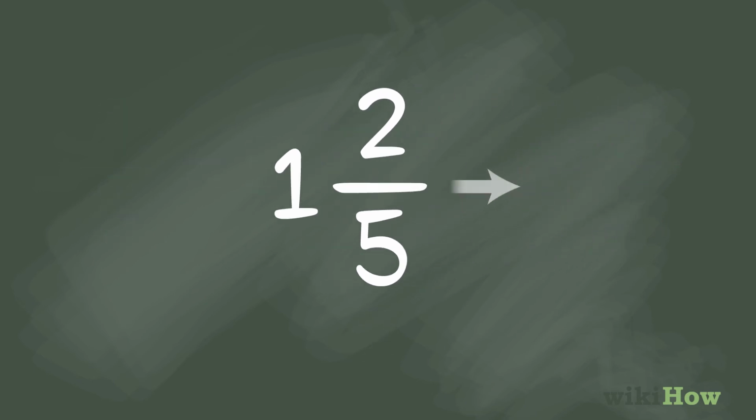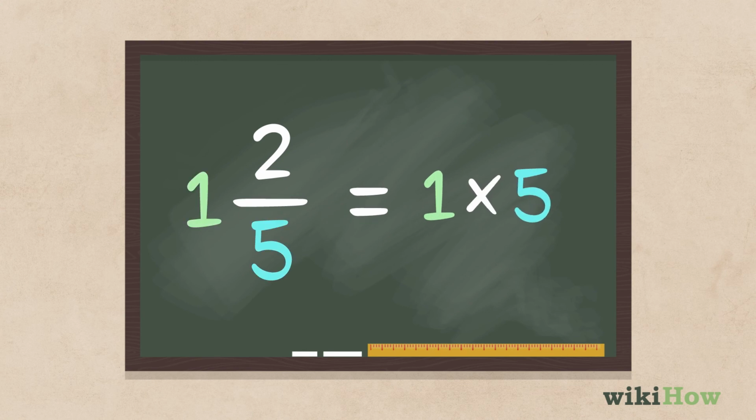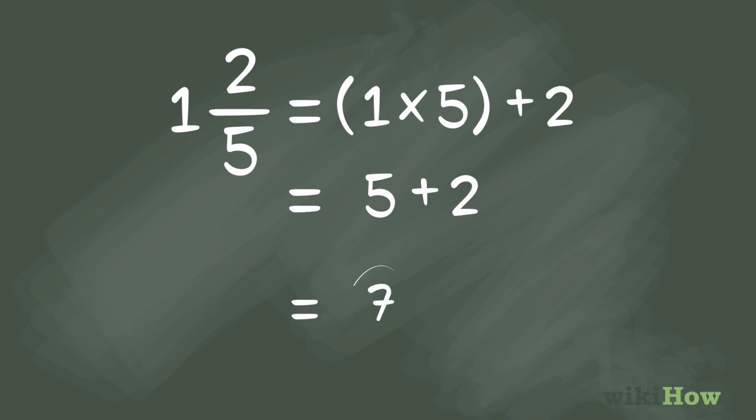If you want to turn it back into an improper fraction, multiply the whole number by the denominator and add the product to the numerator. The sum will become the new numerator in your improper fraction, while the denominator will remain the same.